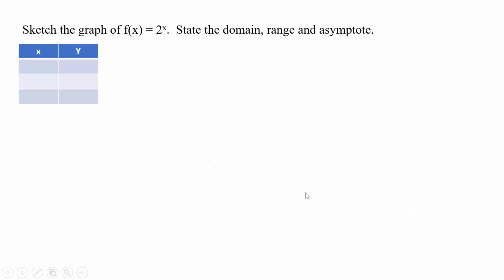All right, so what they want us to do here is sketch the graph of 2 to the x. We want to then state the domain, the range, and the asymptote. Again, I put 3 boxes here because you need 3 points to make a nice graph. And if we do our 0, guess what? We get 0, 1, because 2 to the 0 is 1. Let's do a 1. Well, 2 to the 1 is 2.